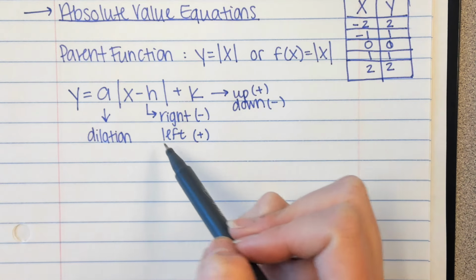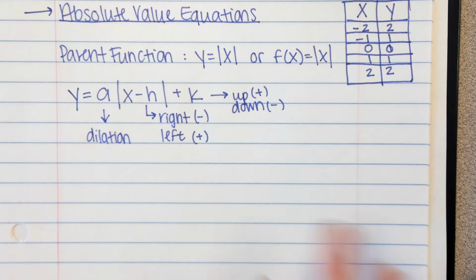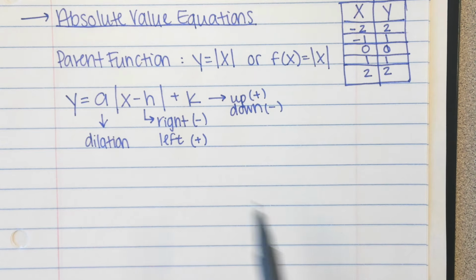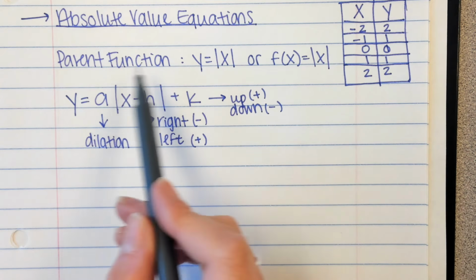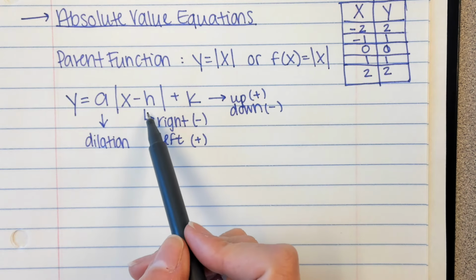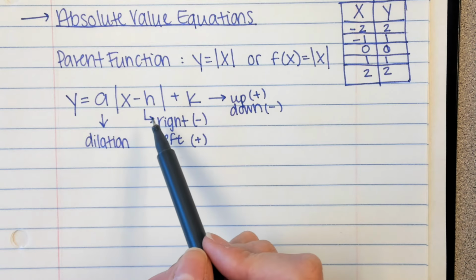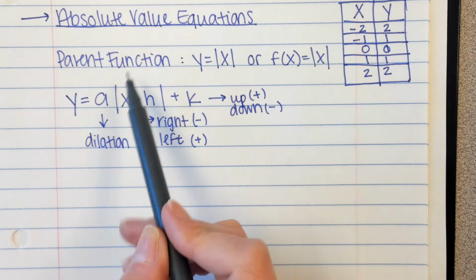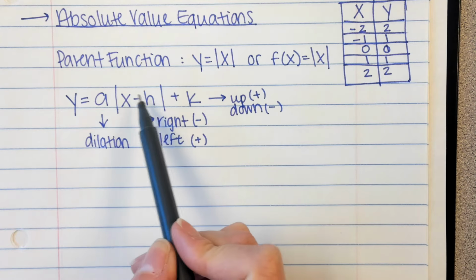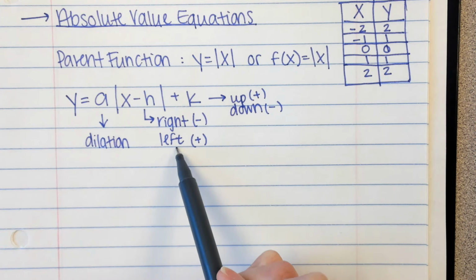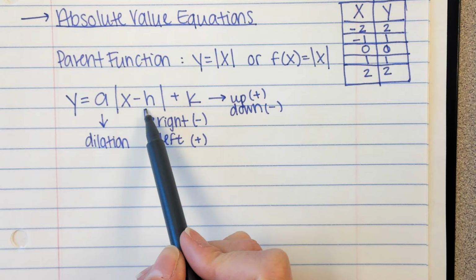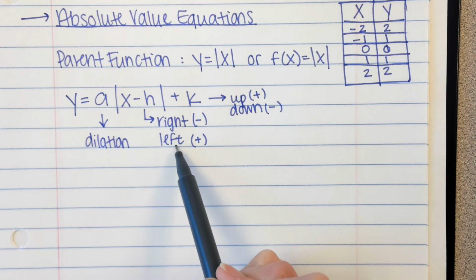Now, it's the opposite of what we think. This is very, very similar to our point slope form that we were working with a couple lessons back. We've got that x minus in parentheses. And so remember, you can't trust an x. It's the opposite of what you think. So if you see a minus a number, you're going to go to the right. If you see plus a number, you're going to go to the left. And again, that's opposite of what we think. But remember, you can't trust your x, okay?